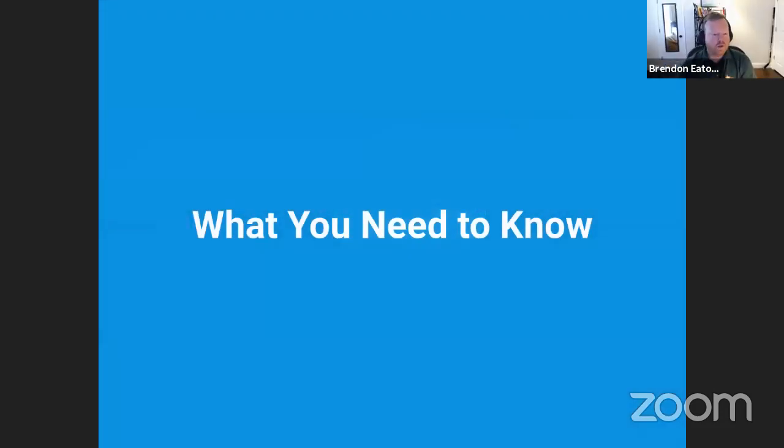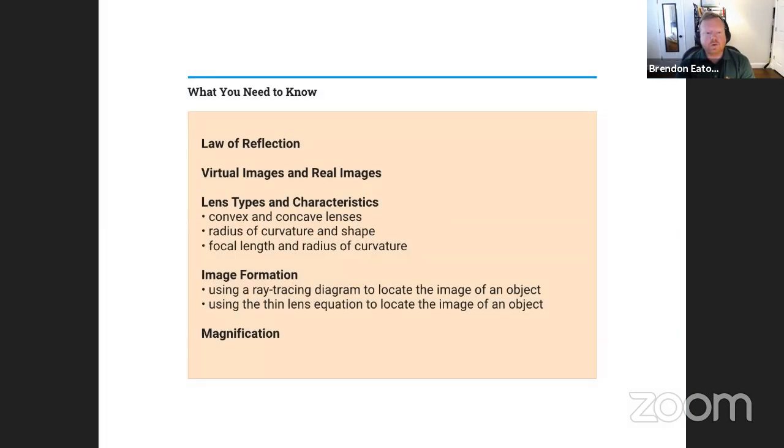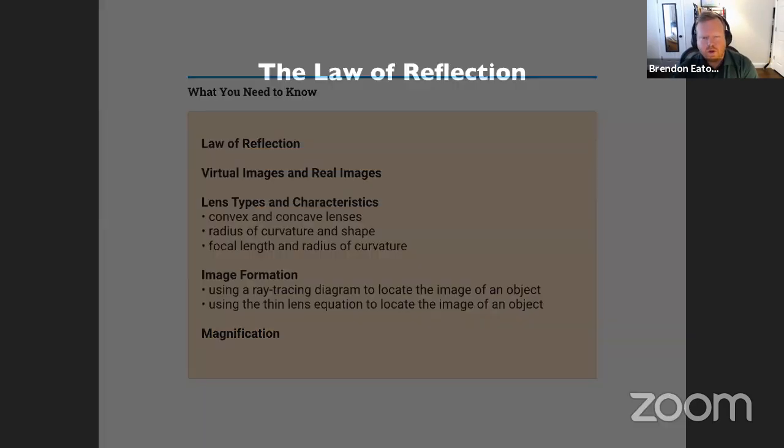So what you need to know today, you need to know the law of reflection. You need to know virtual images and real images, lens types and characteristics of those lens types like convex, concave, radius of curvature for those lenses and the shape, the focal length and the radius of curvature. We'll also talk about image formation, using a ray tracing diagram to locate the image, and also using the math to prove where that image should actually show up. And you'll also need to know the very last topic for today, which would be magnification.